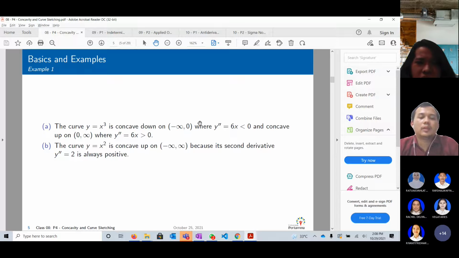Di sini kita tahu bahwa karena 6x ini negatif kalau x-nya negatif, berarti di interval minus tak hingga sampai 0 dia cekung ke bawah. Di interval 0 sampai positif tak hingga dia cekung ke atas, ya. Yang tadi cekung ke bawah, kemudian cekung ke atas.